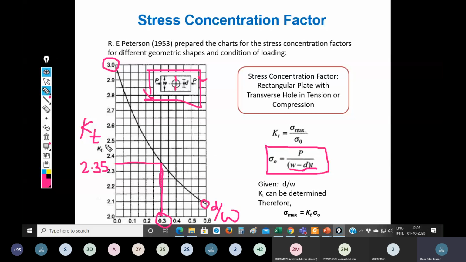So now you know the value of kt, you know the value of sigma o, right? And with the help of these two values, you can find out sigma max. Sigma max, the maximum stress generated in this plate, right?